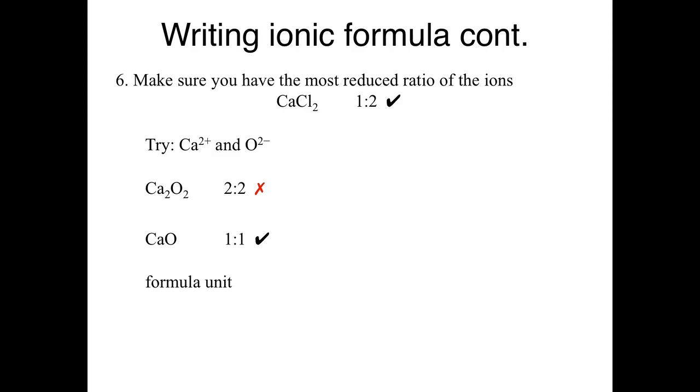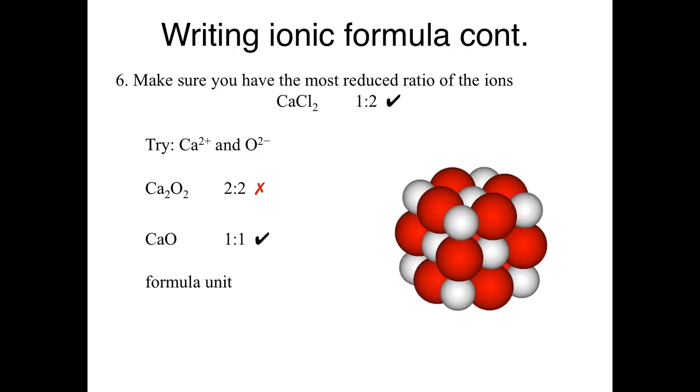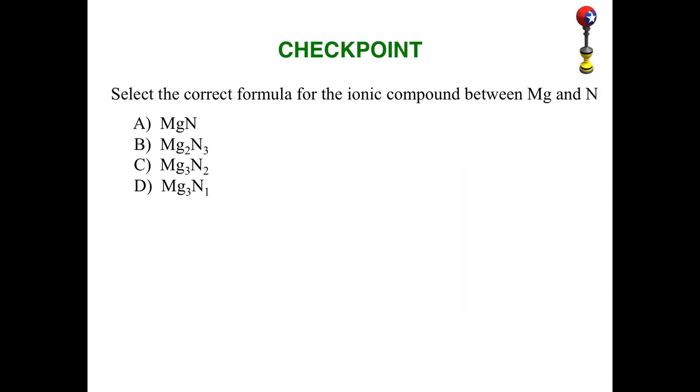The reason why we use the formula unit is that you can imagine writing a ratio of 1 to 1 in many ways. You can write it as Ca3O3, Ca4O4. You see that it's a 1 to 1 ratio. And it turns out the actual compound is a lot more than one atom to one atom. It could be a billion calcium atoms to a billion oxygen atoms, right? So to simplify things, we want to be able to write it in its simplest ratio.